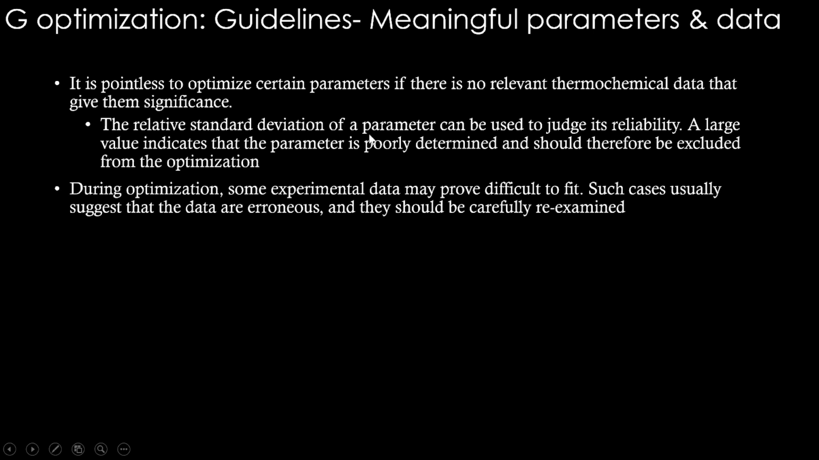The relative standard deviation of a parameter can be used to judge its reliability. A large value indicates that the parameter is poorly determined and should therefore be excluded from the optimization. So it's meaningless to do such parameter optimization. Then during optimization, some experimental data may prove difficult to fit. Such cases usually suggest that the data are erroneous and they should be carefully re-examined. The input data itself should be re-examined.